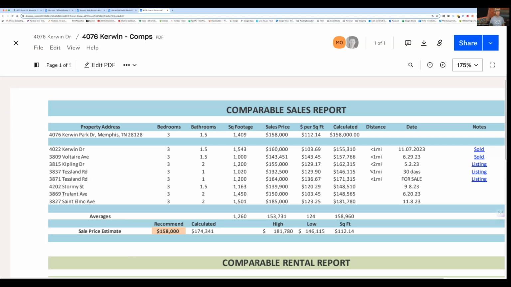So this one in particular, the first comp on 4022 Kerwin, is about 1,500 square feet, 3-bedroom, 1.5 bath. Very, very good comp right next to my property as well. A very recent comp. It sold on 11/7/2023, and it sold for $160,000. So in my analysis here, I have about a 1,409 square foot property. Now, if this sold for 160, and that's about $103 a square foot, I'm going to make an adjustment down to 155 for the difference between the 1543 and the 1409 square foot.